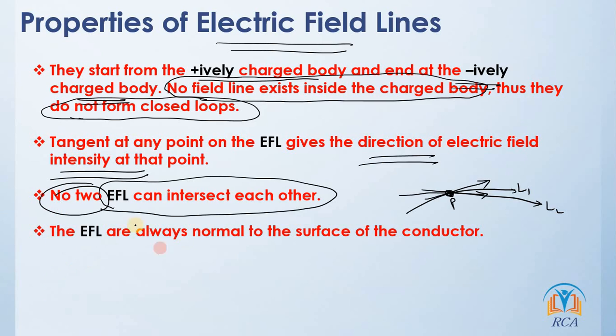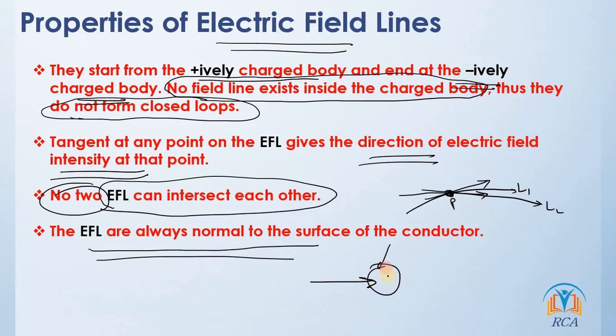Always remember this point. And the last point: the EFLs are always normal to the surface. That means they will always be perpendicular to the surface. They will never act at an angle to the surface. They will always be perpendicular to a given surface, and that is what is meant by being normal to the given surface. Do we all understand these things?